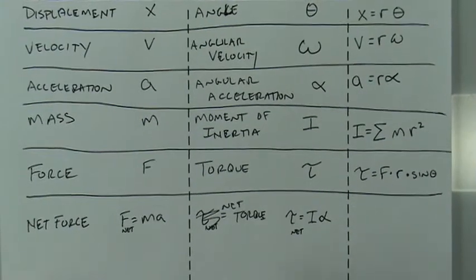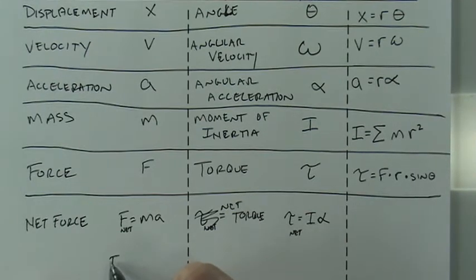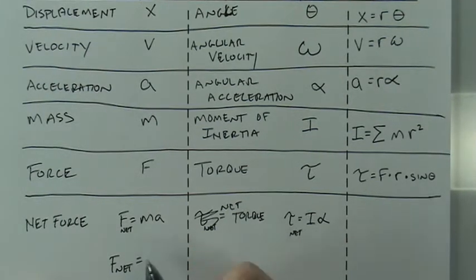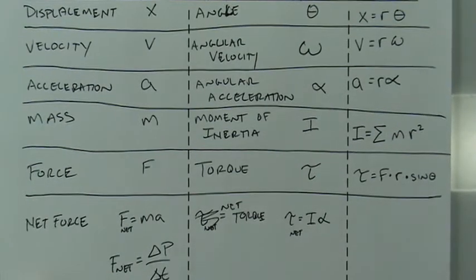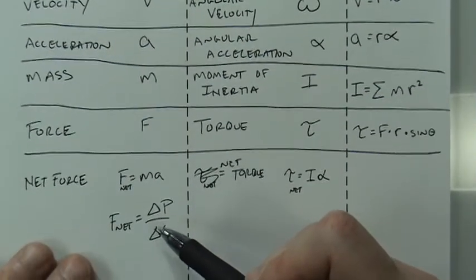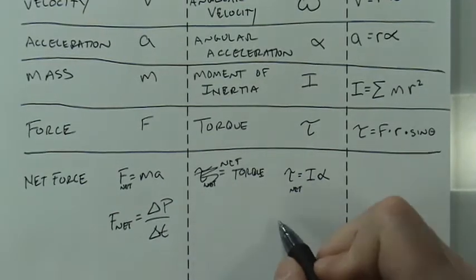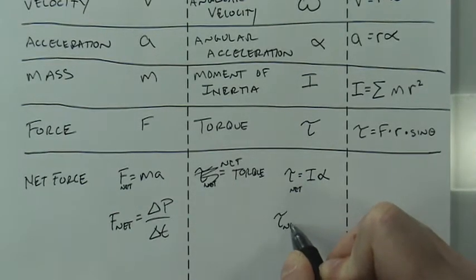Now there's an alternate way that you could do it, and that is that we could say that F net is equal to delta P over delta T. So if I break up the A into delta V over delta T, then I would end up with the change in momentum divided by the time, and I can get a similar equation over here.